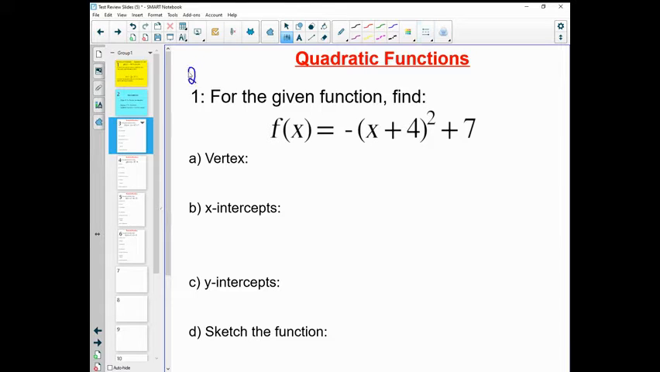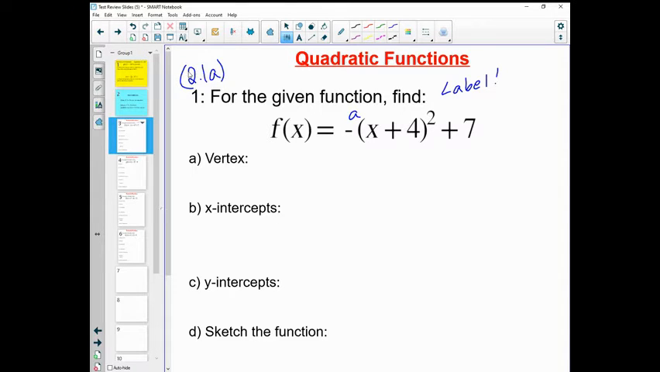This comes from section 2.1a, where we learned about analyzing parabolas that are written in vertex form. Our question says, for the given function, find all those pieces. Before we start to find the pieces, you should label all parts of the equation first, because that helps you know what pieces to look for.